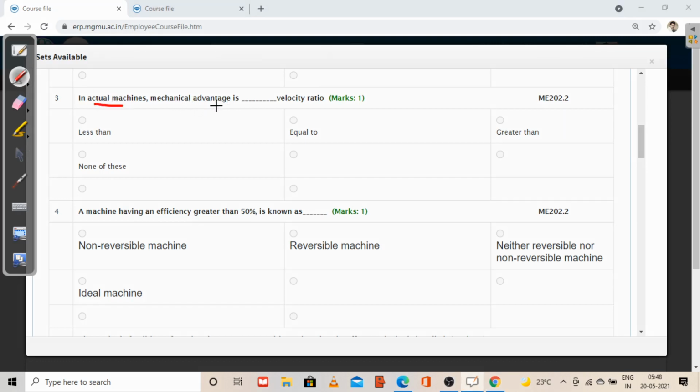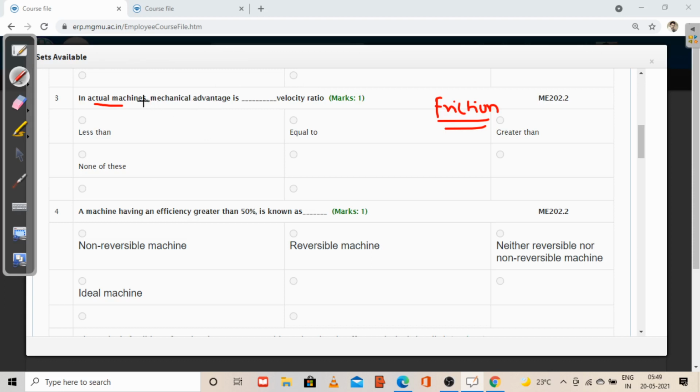mechanical advantage is dash dash velocity ratio. Now there are three terms here. What is meant by actual machine? What is meant by mechanical advantage and velocity ratio? Actual machine is a machine where friction will be available. Okay, एक्चुअल मशीन में efficiency जो है less than 100% होता है. Okay, if you see there is another machine, that is ideal machine, where efficiency is 100% and no friction.